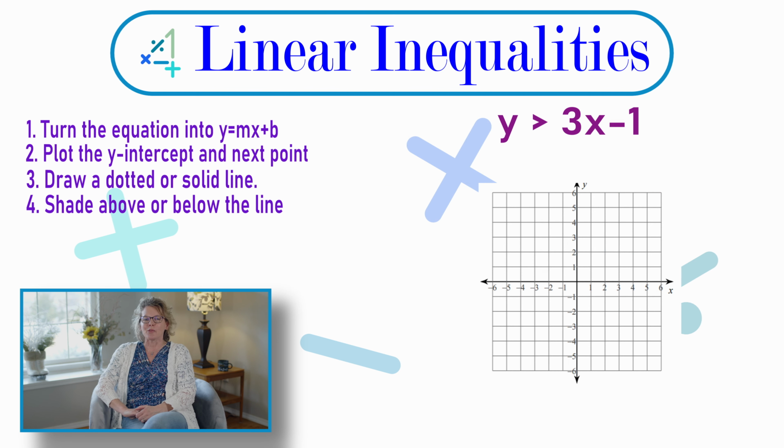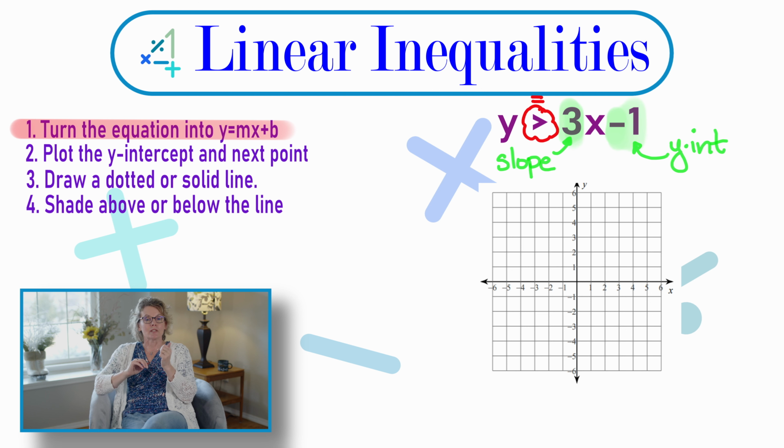Y is greater than 3x minus 1. First up, we notice that if that greater than sign was an equal sign, it would be in the form y equals mx plus b. So we won't touch it. We can get the slope and the y-intercept from this form, so that part's done. Step 2, start our line. The y-intercept is -1. My slope is 3, or 3 over 1. So from my -1, I'll go up 3 and then over 1.